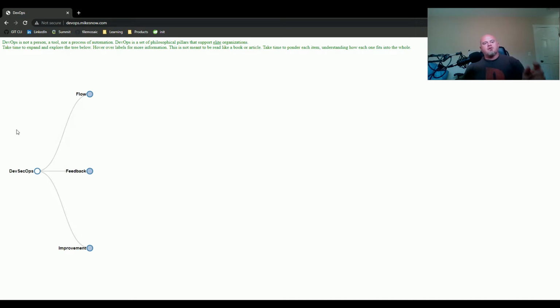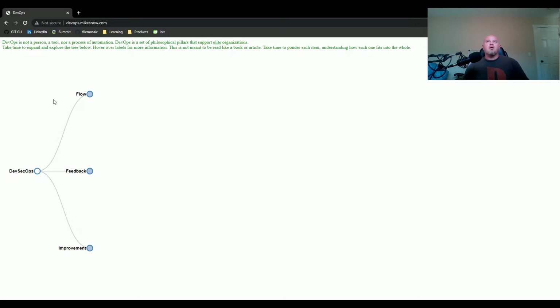What I'm trying to do is create these channels of thought so it's easier to put context around these topics as you look at it. You could easily move these things around. It doesn't really matter. So the three thought patterns that I think really comprise DevOps are what I'm calling flow, feedback, and improvement.